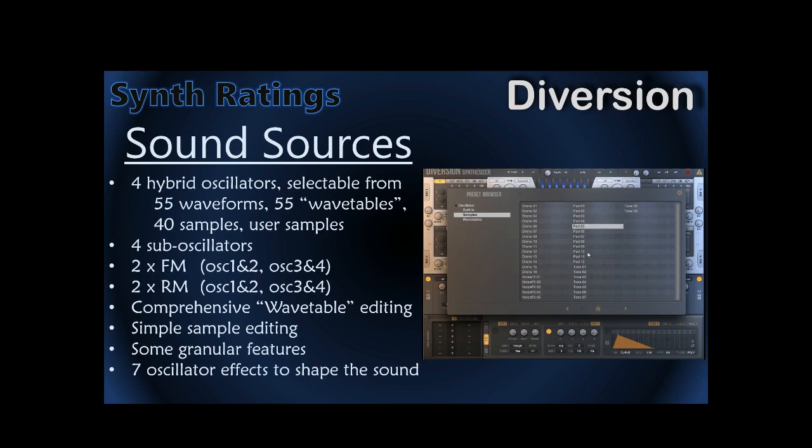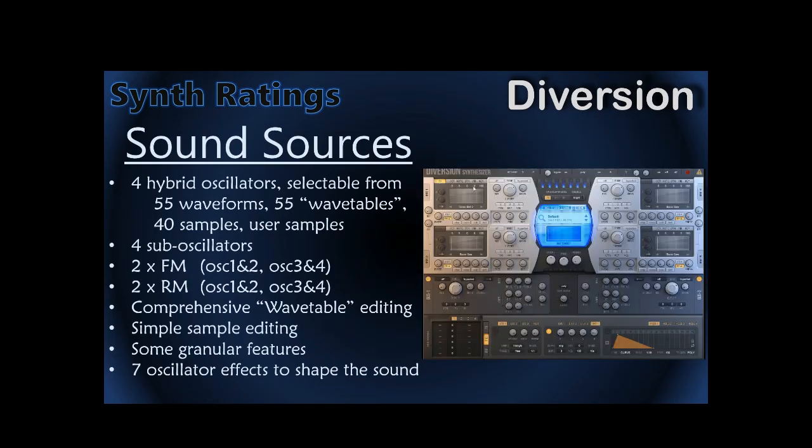You can also use user samples here, so that makes it interesting, especially when you have the ability to resample your own output. So you can manipulate waveforms or wavetables to a large degree and then resample everything and do it all over again. Each oscillator also has a sub-oscillator, and you can use frequency modulation and ring modulation between oscillator 1 and 2 and 3 and 4. So you can't use them between, for example, oscillator 1 and 3 or 2 and 4.